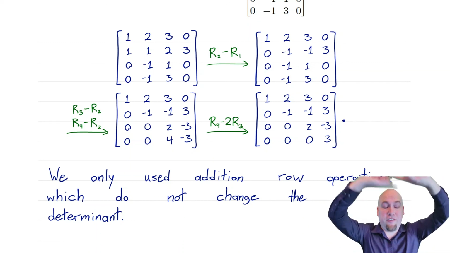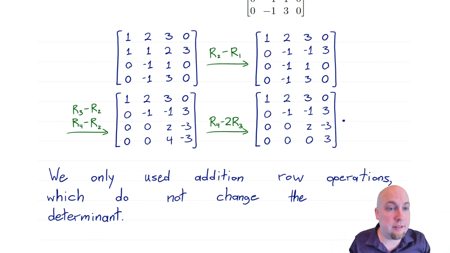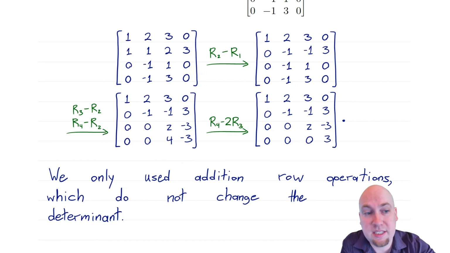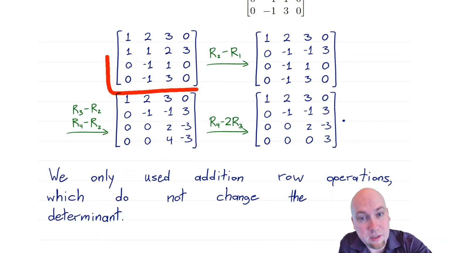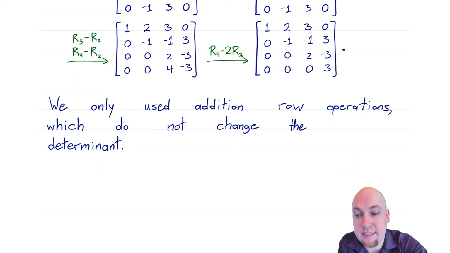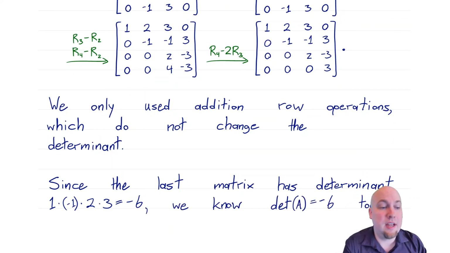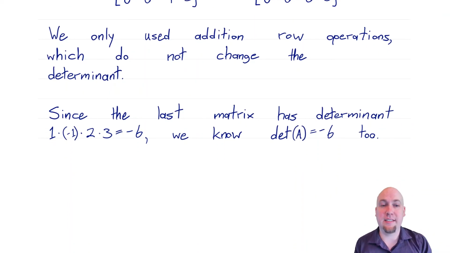And the theorem from before told us that we only used addition row operations to change this matrix, and addition row operations don't change the determinant. They're free as far as the determinant is concerned. So if the determinant down here is minus 6, so is this one, so is this one, and so is this one. So in particular, this matrix that we started with, this matrix A, has determinant equal to minus 6 as well. Since the last matrix has determinant minus 6, so does the original matrix.